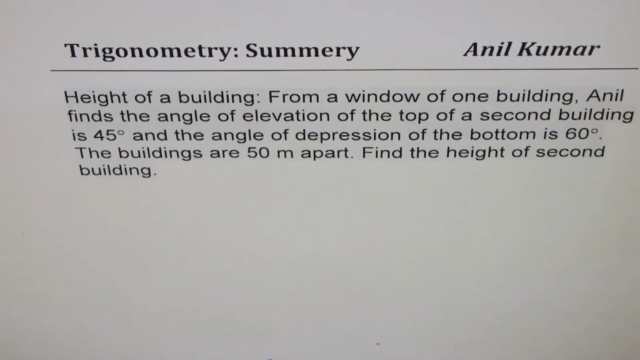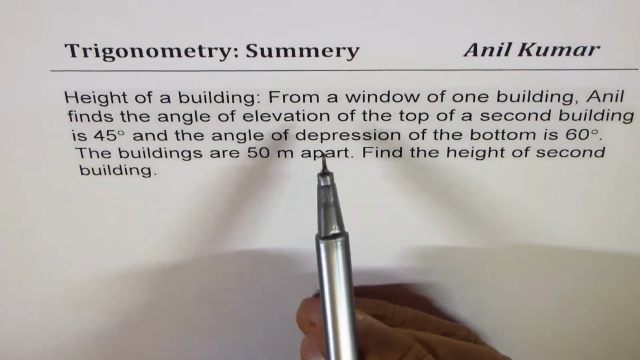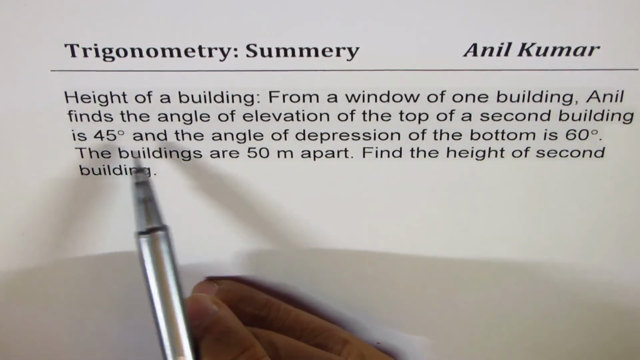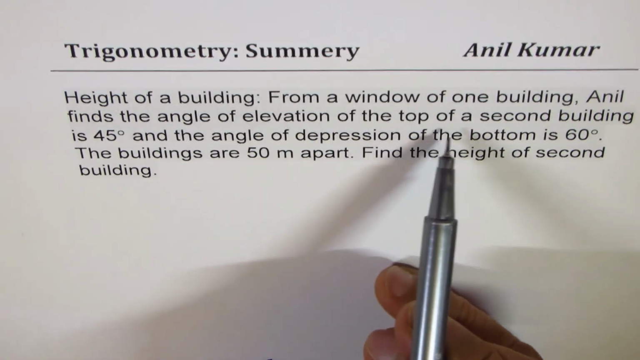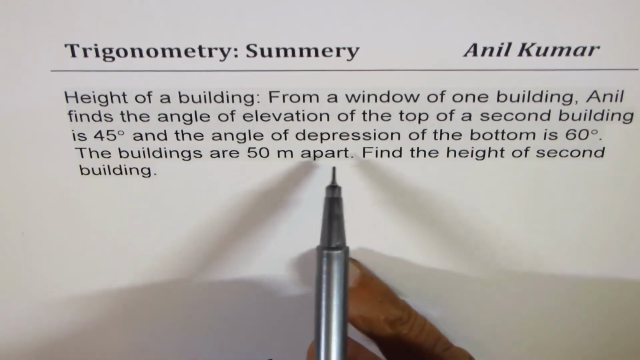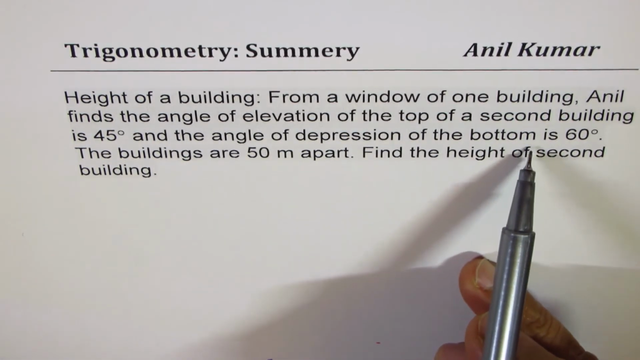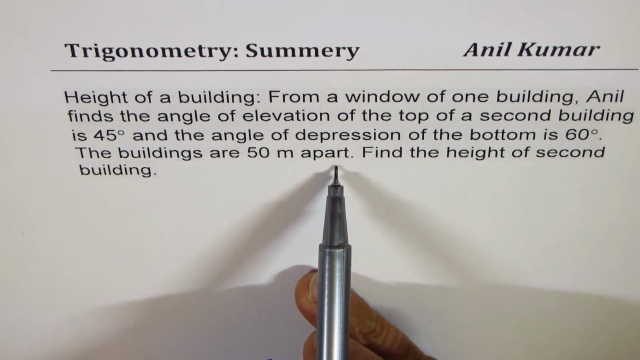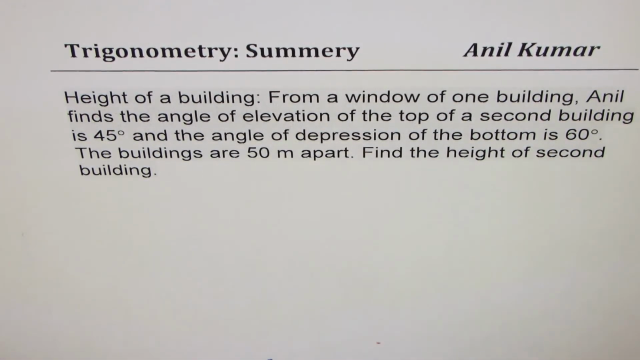Now let us take up an example to find the height of a building. The question is: from a window of one building, Anil finds the angle of elevation of the top of the second building is 45 degrees. The angle of depression of the bottom is 60 degrees. The buildings are 50 meters apart. Find the height of the second building.